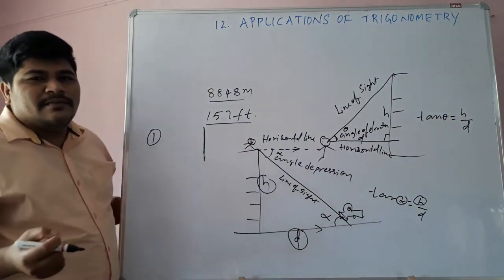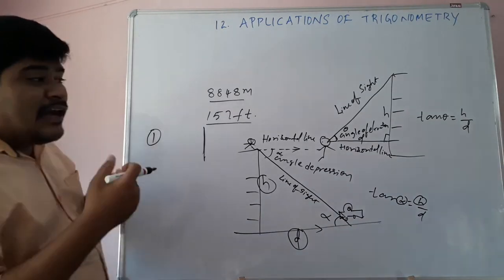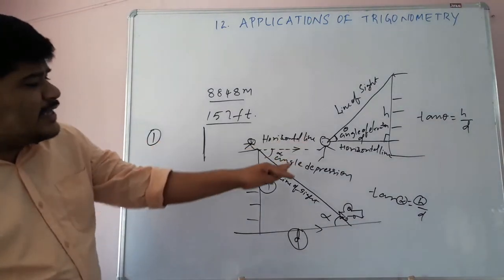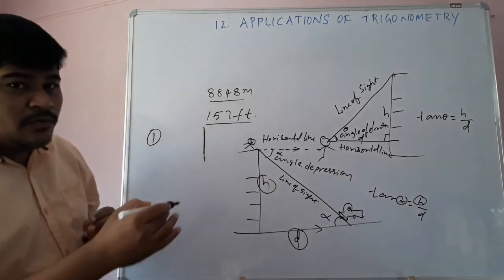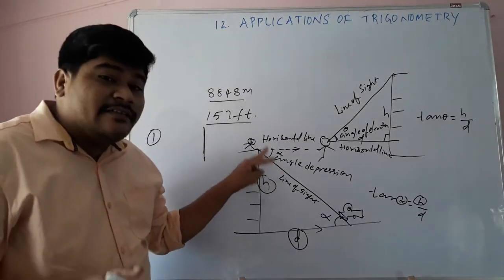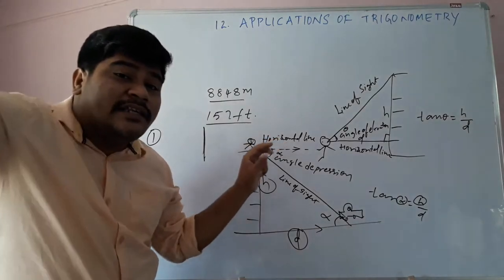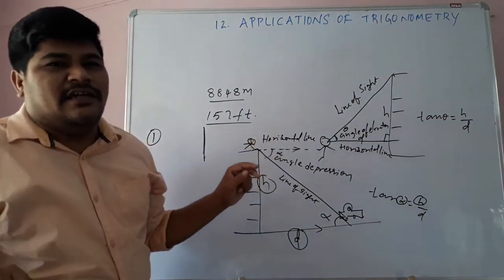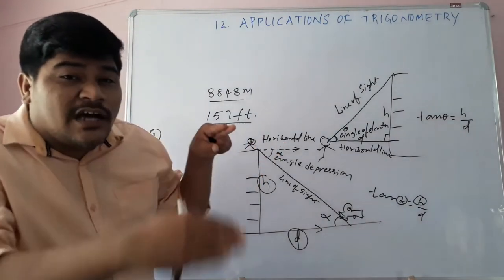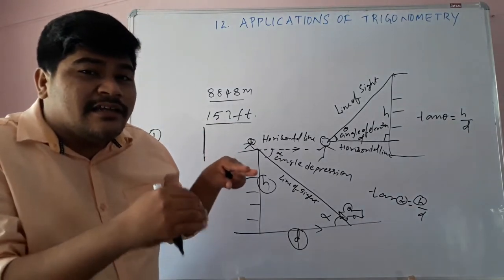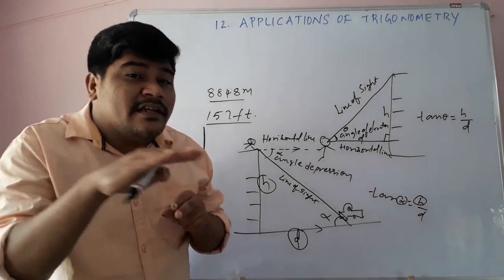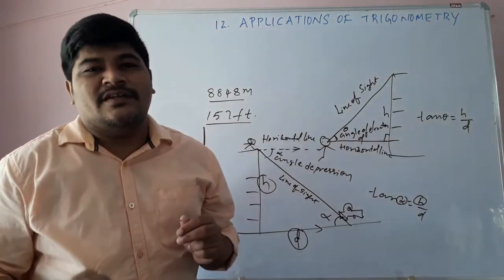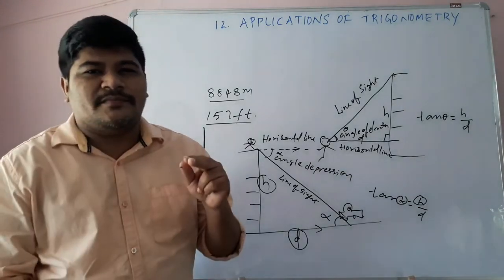And second, this angle of depression or angle of elevation depends on the horizontal line. How? If the line of sight is above the horizontal line, then it is the angle of elevation. If the line of sight is below the horizontal line, the angle between them is the angle of depression. So depending on the horizontal line, we will decide it, based on whether the line of sight is above or below.